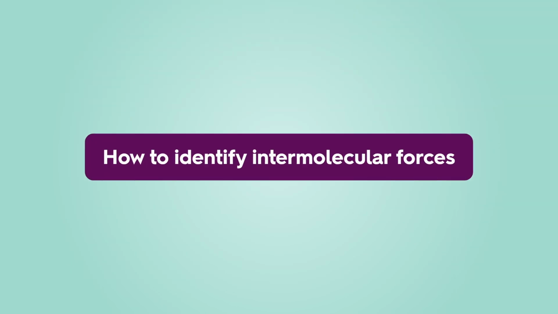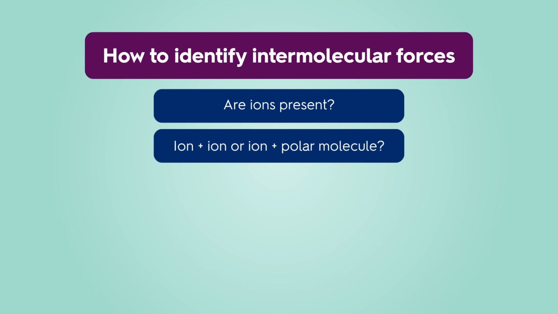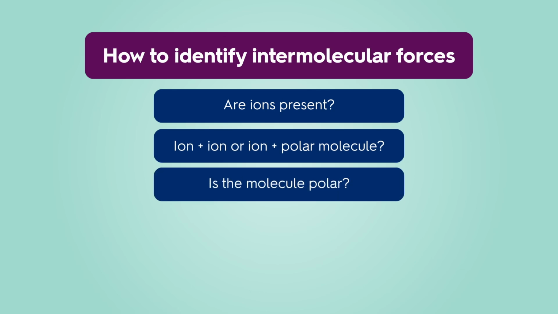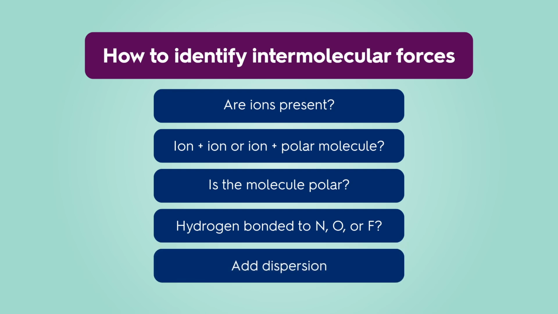Here is the fast method. First, check whether ions are present. If ions are attracting other ions, think ion-ion. If an ion is interacting with a polar molecule, think ion-dipole. Next, if the substance is molecular, ask whether the molecule is polar. If it is polar, it has dipole-dipole forces. Then check whether hydrogen is bonded to nitrogen, oxygen, or fluorine and can be attracted to a nearby lone pair. That is the key pattern for hydrogen bonding. Finally, remember that every substance also has London dispersion forces.